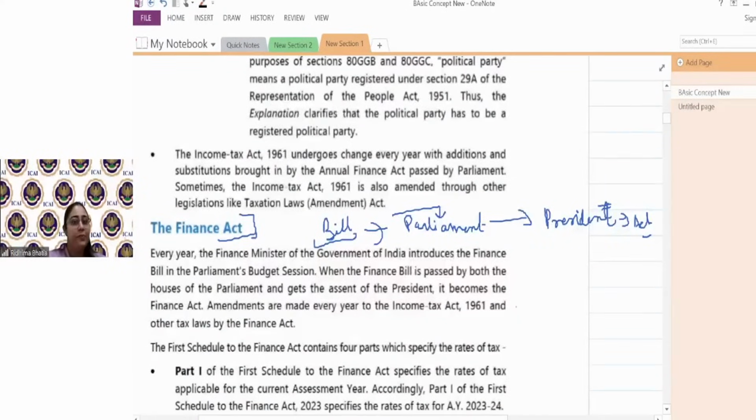Why is there a finance act? So that amendments can be brought into the income tax act. It is there every year. Now for you, which finance act is applicable? Finance Act 2023. So whatever changes have been brought by Finance Act 2023 in the Income Tax Act are applicable to you.